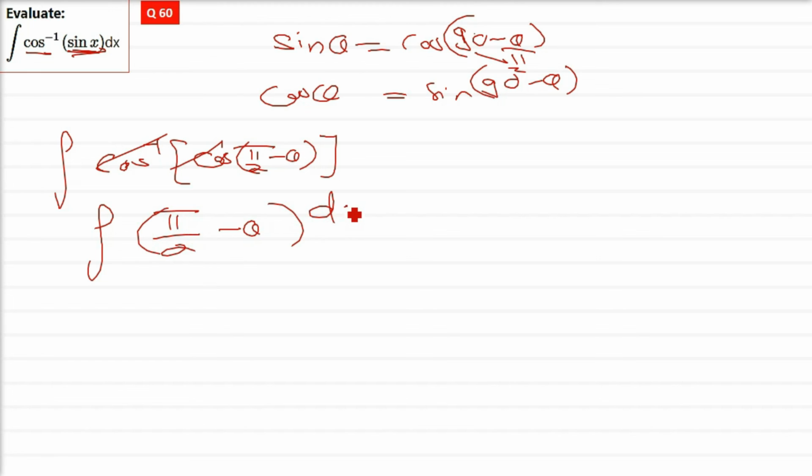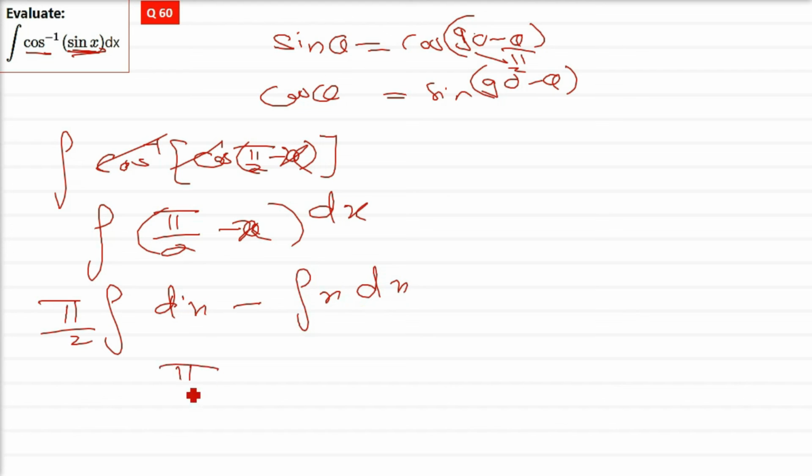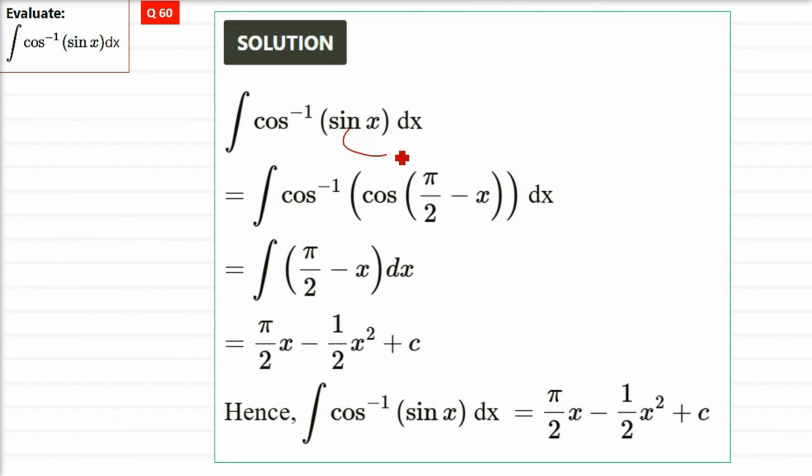Now what you can do is separate these two terms out. Pi by 2 separate and x separate. It's not theta actually, it's x. I just showed you theta for a reference. So pi by 2 goes out, integration of dx, then we have x dx. So pi by 2 dx is pi by 2 x, and this will be x square by 2 plus constant of integration. This is your I. Now you need to know how to write this, because all those things which I say need to be penned down also, and this is how you are going to write it cleanly.